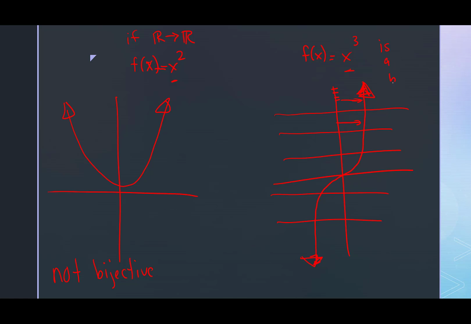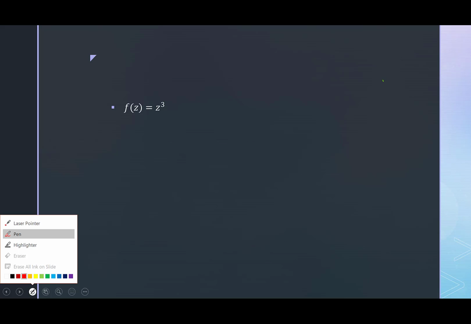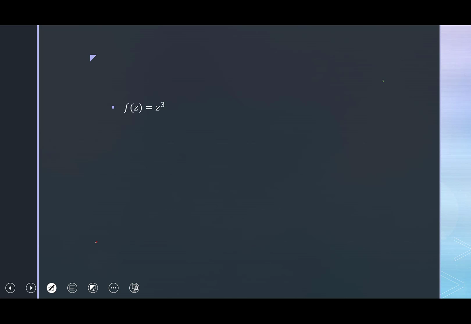Now, I didn't actually prove these rigorously, which we're going to get into when we start talking about some complex functions, but in any case, these are functions that we had back in calculus. We had x squared, if we consider it from R to R, not bijective, and we have f of x equal to x cubed. If we consider that from R to R, it actually is a bijection. All right, everyone, so let's go ahead and consider the complex analog to the cubic function, which is f of z equal to z cubed.